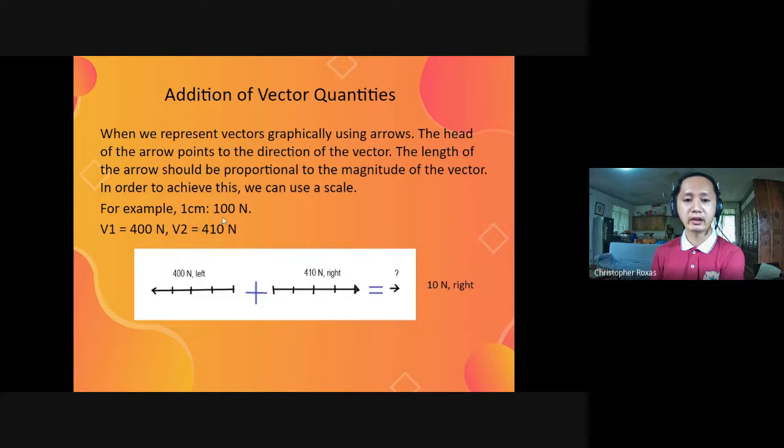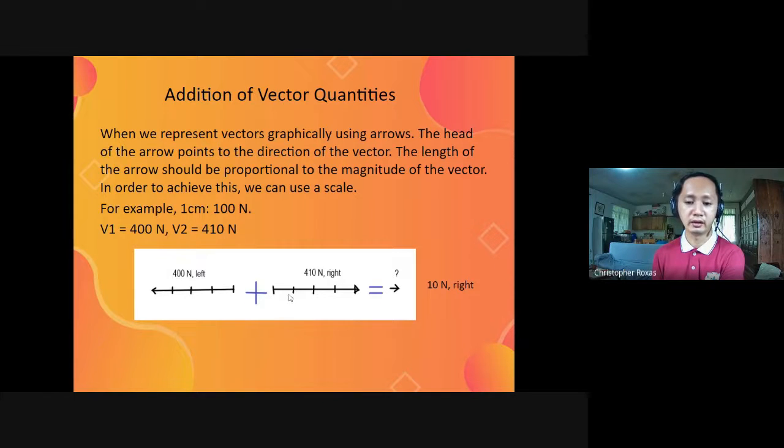We use the scale 1 centimeter is to 100 newtons. The first vector is 400 newtons to the left, so we draw a line 4 centimeters in length. Every 1 centimeter is equivalent to 100 newtons. We also put segments here so we can see the measurement. You have four segments representing 100 newtons each, so you can say this is 400 newtons.